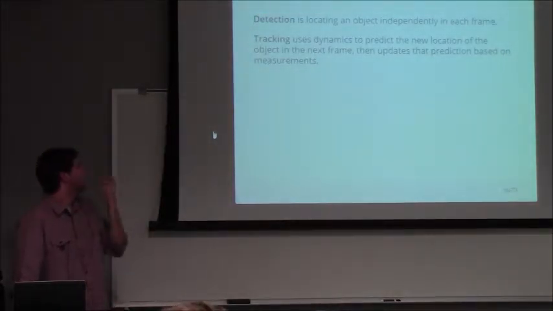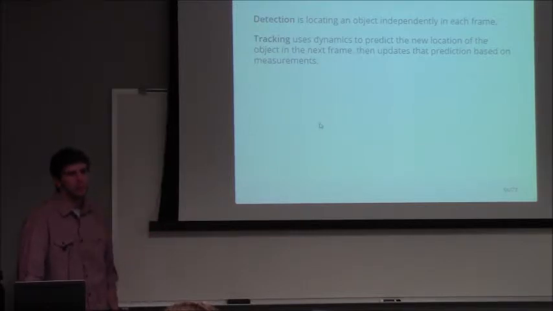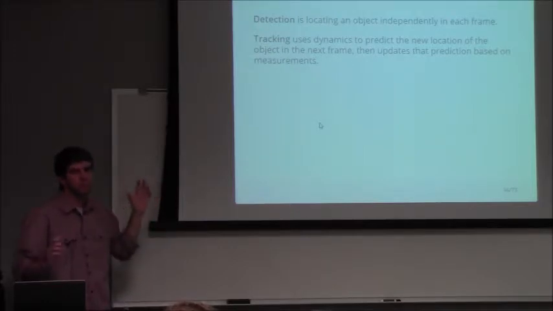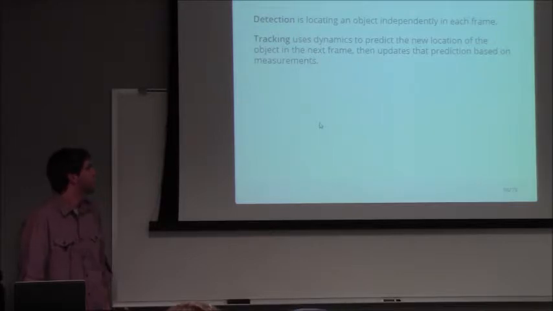Okay, so like I said a second ago, detection is when you're looking at motion independently in each frame, and tracking uses the dynamics that you already know from previous images to figure out where it's been. This kind of lends itself to a Bayesian perspective, because you're updating where you think you are based on where you've been, as you get new data.